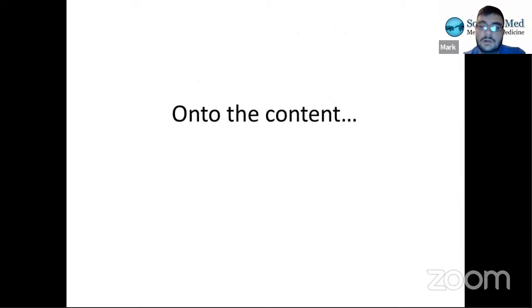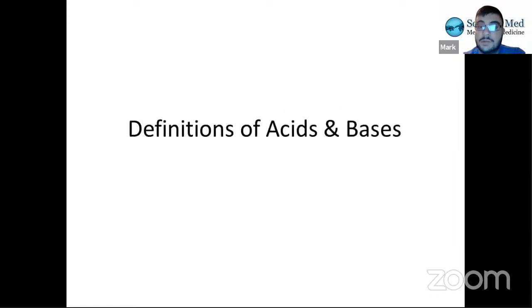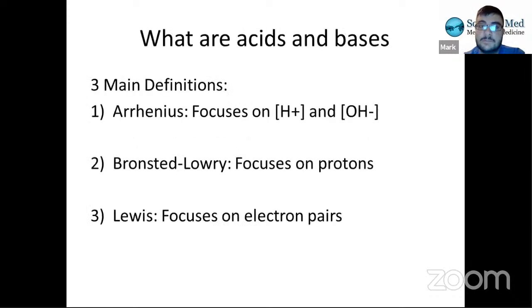Okay. All right, so we're moving on to the content. First, we want to talk about the definitions of acids and bases. There are 3 main definitions that I'm sure you've heard of before. The most common one is the Arrhenius definition, which focuses on the concentration of H+ and the concentration of OH-. This one's very simple. HCl is an acid, NaOH is a base because NaOH gives up its OH. HCl gives up its H.